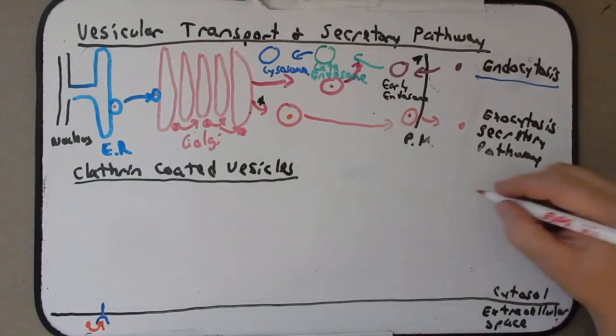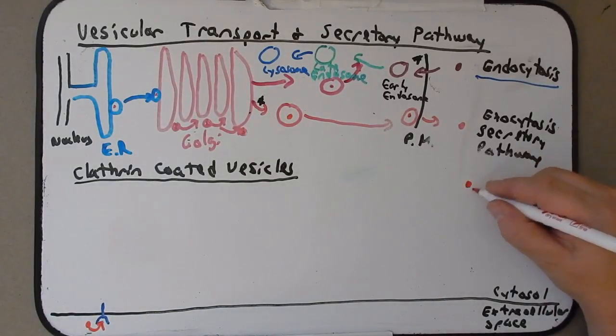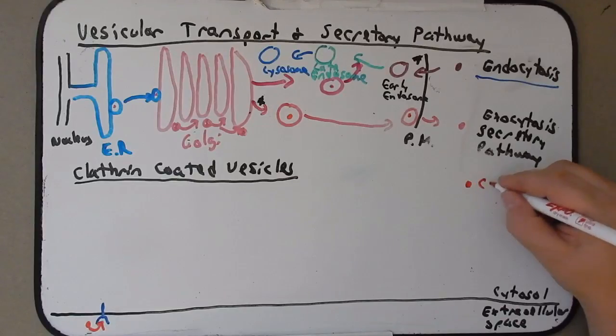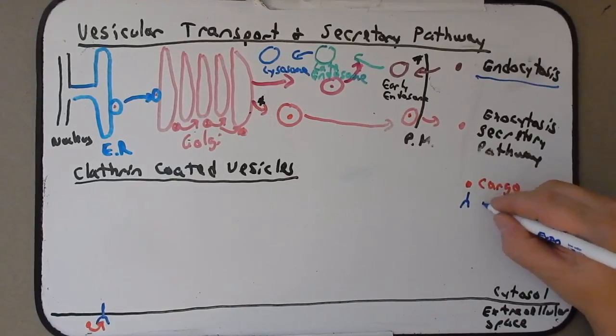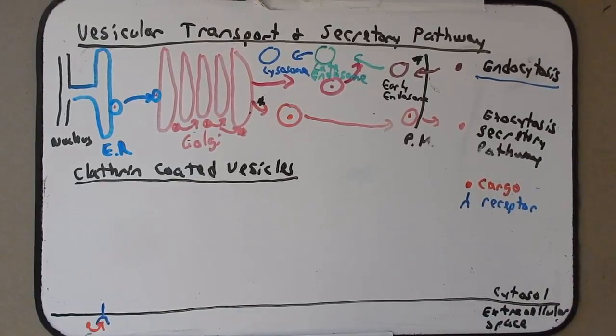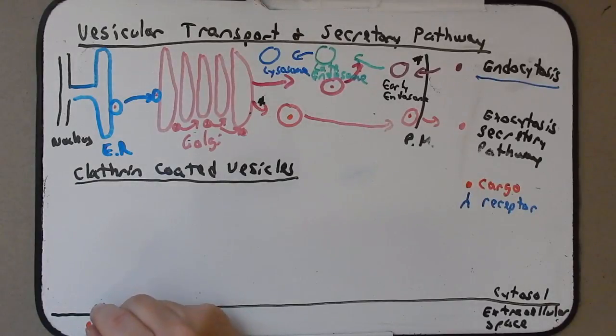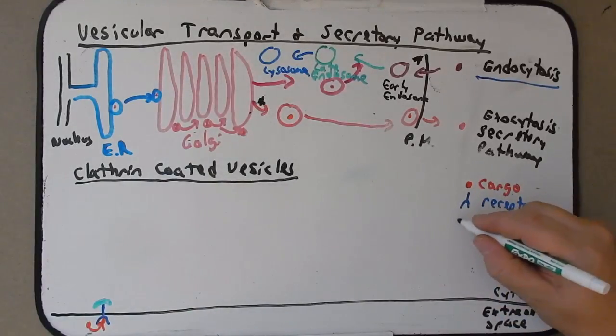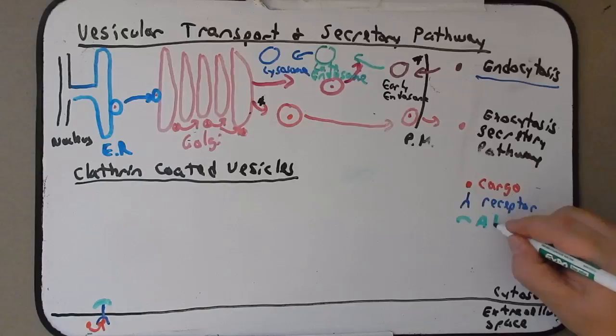And let's make a little key over here. The red dot there is the cargo. This is the receptor. And we'll add to this as we move forward. As soon as this receptor is bound with the cargo, a very specific protein will bind here. And this protein is called adaptin.